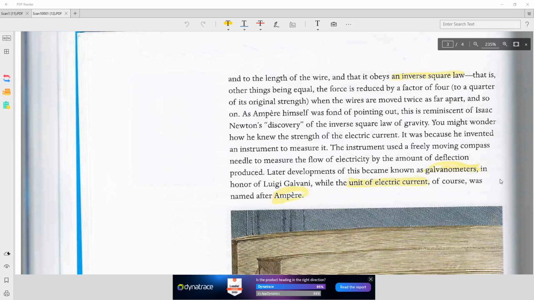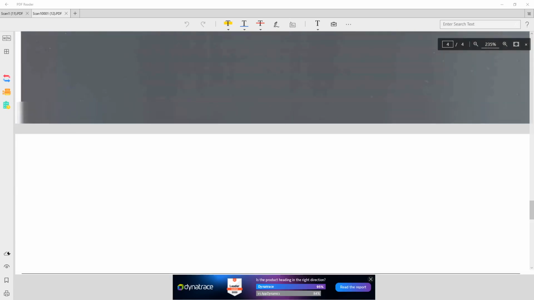The instrument used a freely moving compass needle to measure the flow of electricity by the amount of deflection produced. Later developments of this became known as galvanometers in honor of Luigi Galvani, while the unit of electric current, of course, was later named Ampere.